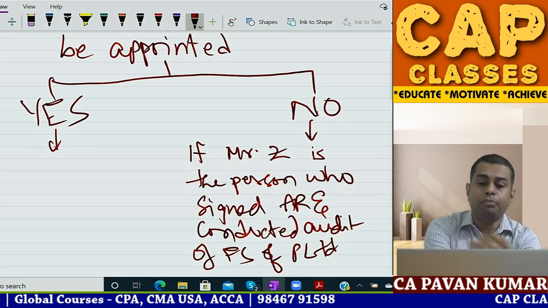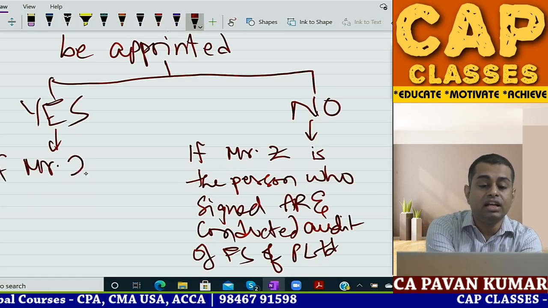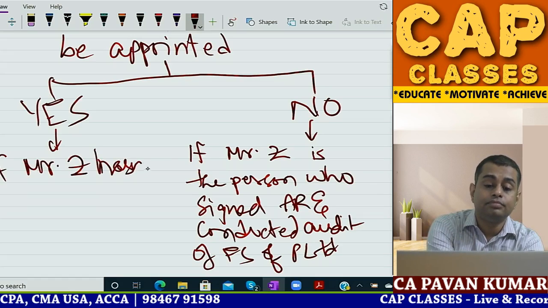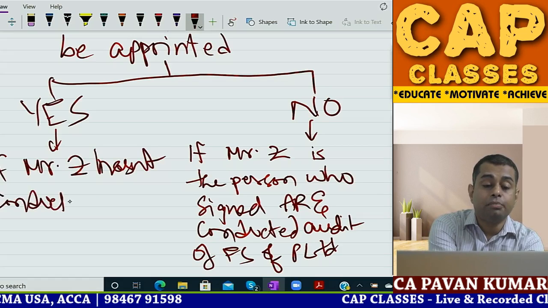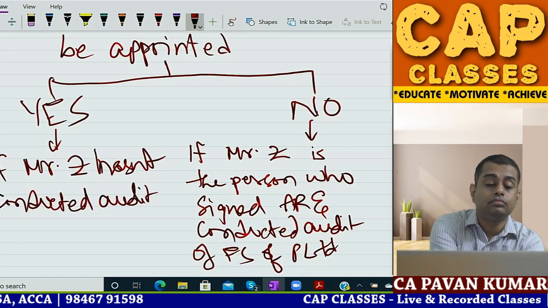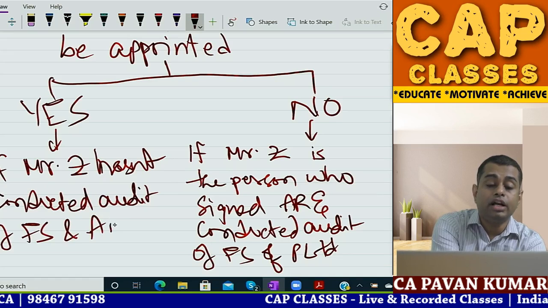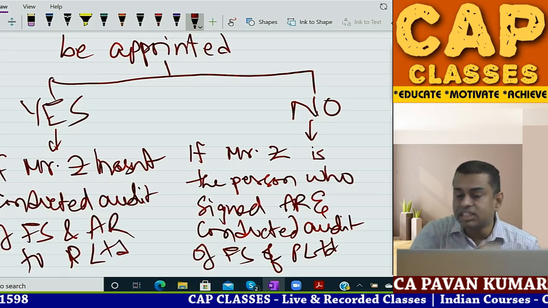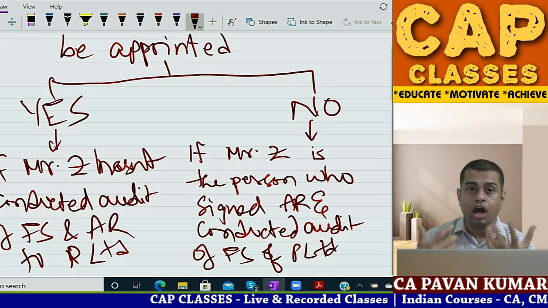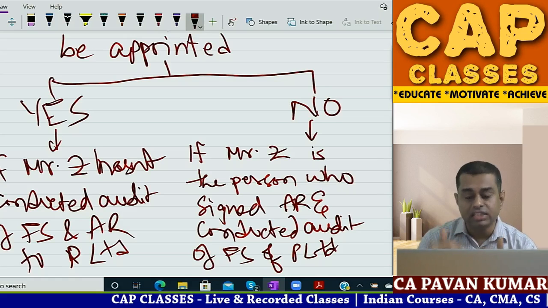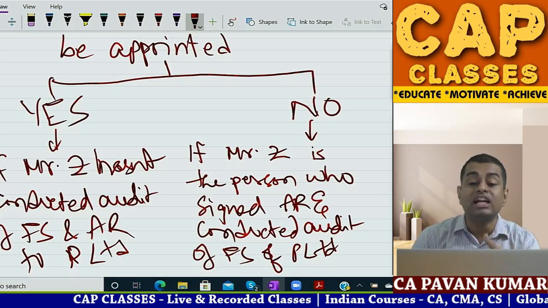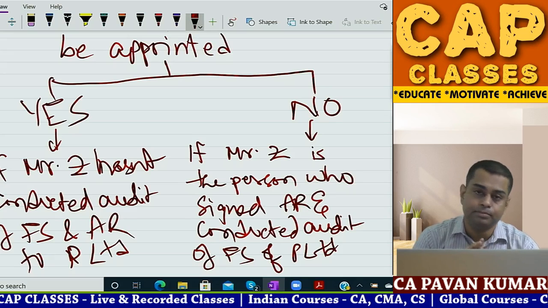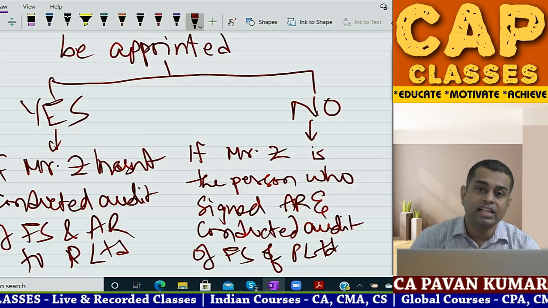A and company can be appointed if Mr. Z has not conducted audit of financial statements and given audit report to P Limited before. Very interesting provision. So when you read the provisions 139(2) and its explanation, students usually cannot understand this. But this can be given in the exam like a case study.